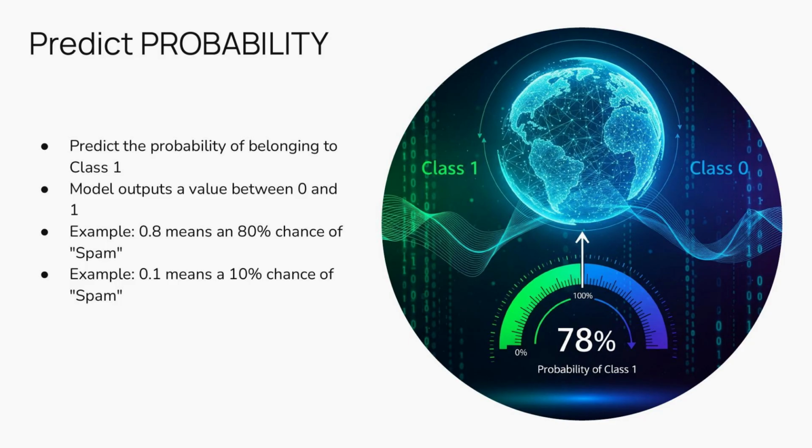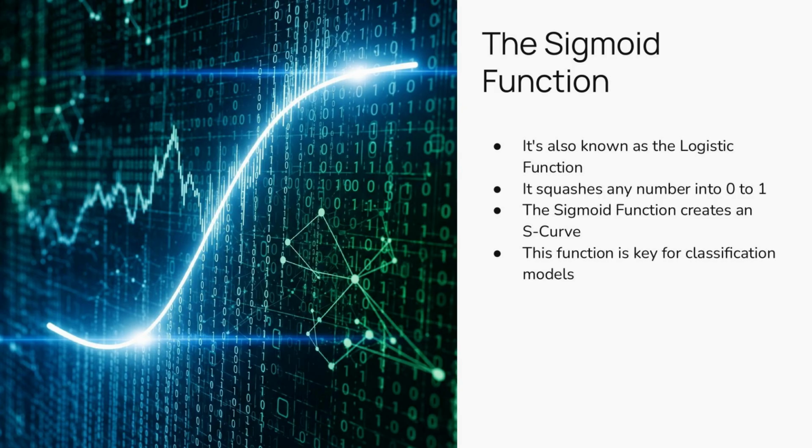But how do we force a model to only output numbers in this range? We do it with a magic mathematical tool called the Sigmoid Function, which is also why this is called logistic regression. Don't worry about the equation, just look at the shape. It's a beautiful S-curve. Look at the y-axis. No matter how large and positive the x value is, the output never goes above 1. And no matter how large and negative the x value is, the output never drops below 0. It perfectly squashes the entire number line into the 0 to 1 range. This is exactly what we need.